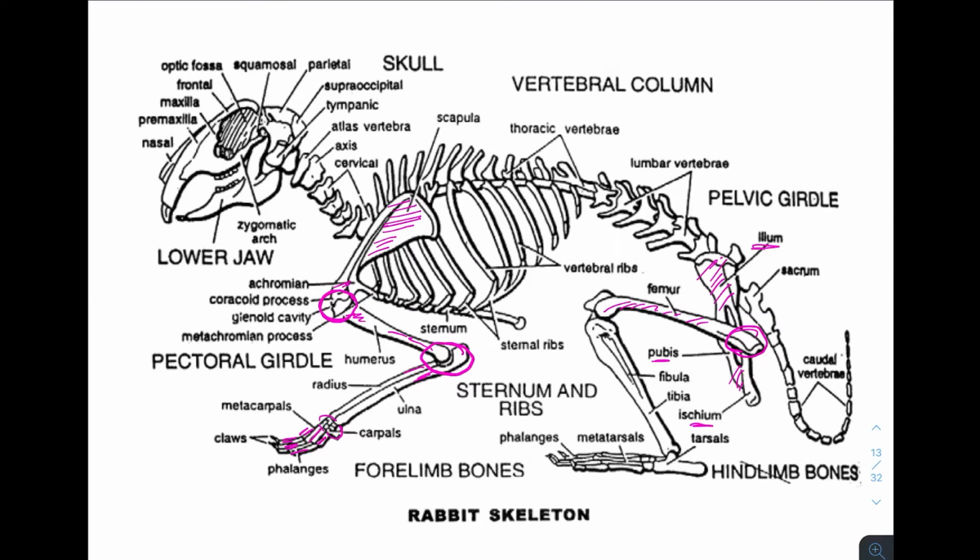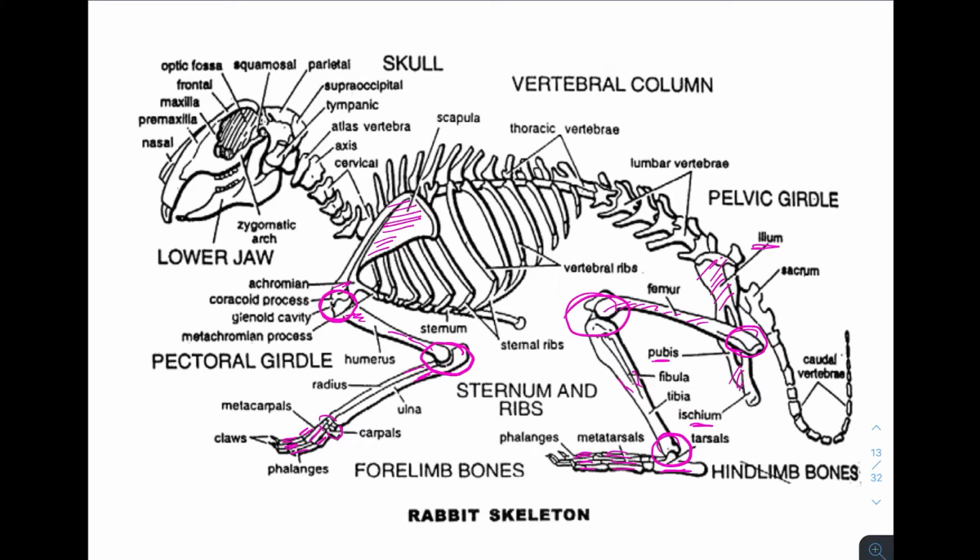Then moving down over here, you've got the femur articulating with the tibia and the fibula, and that therefore is the knee joint. Then we've got the tarsals down here, which means this is the ankle joint, the metatarsals, and then the phalanges after that.